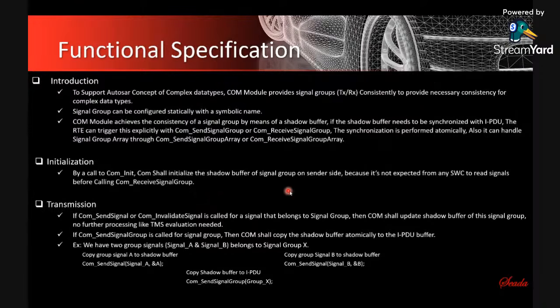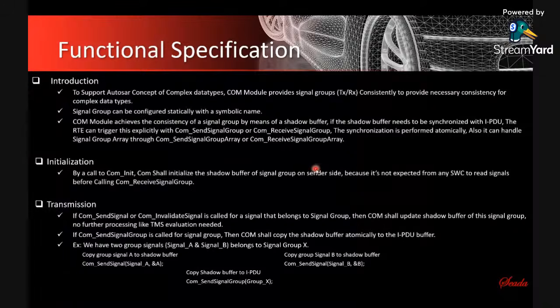It's the shadow buffer of group signal on the sender side. It shall be initialized in the COM init. Okay, but it's not expected from any software component to read any signals before calling the COM receive signal group by the RTE. This is the most important thing because you always get garbage data.